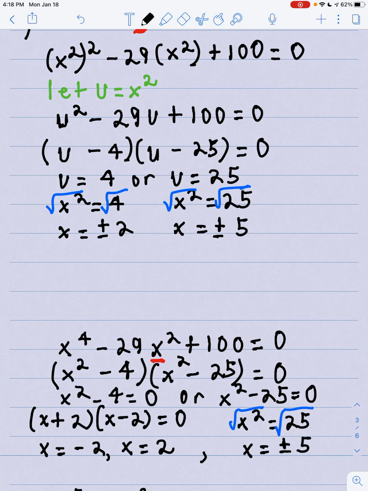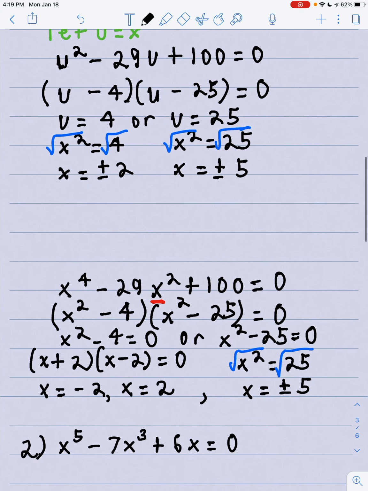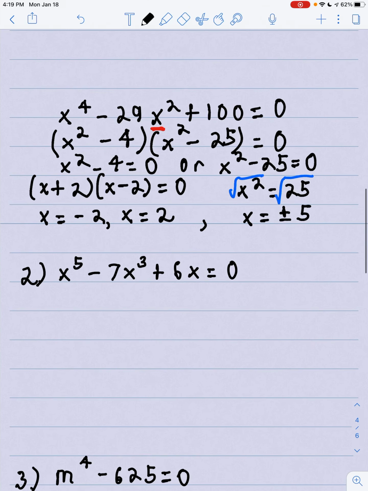And there are my 4 answers, which are both positive and negative 2 and positive and negative 5. All right, let's try our second example. This time we have x to the 5th minus 7x cubed plus 6x equals 0. What we have to recognize here is 3 is not half of 5.